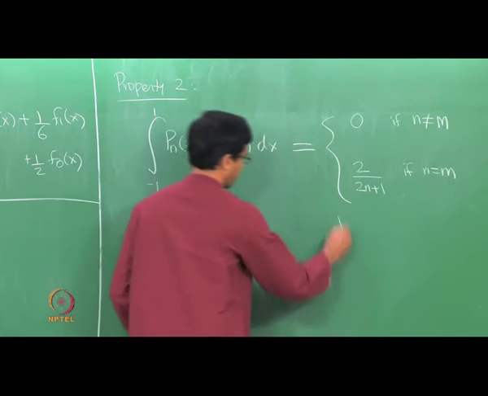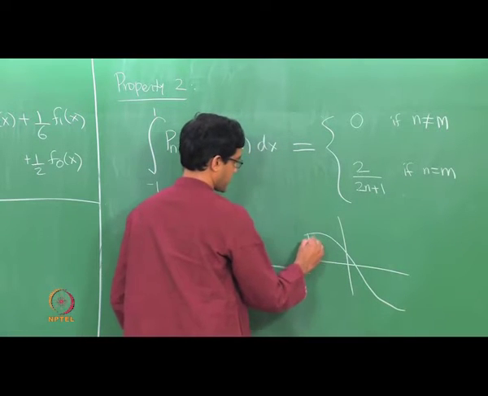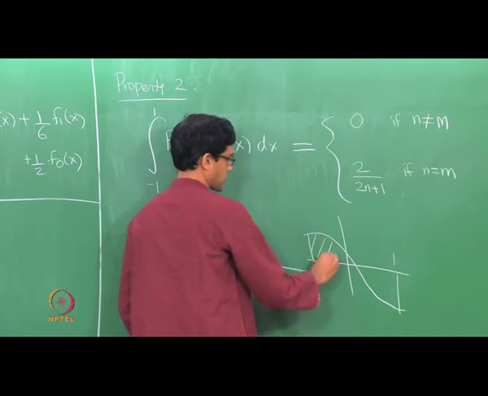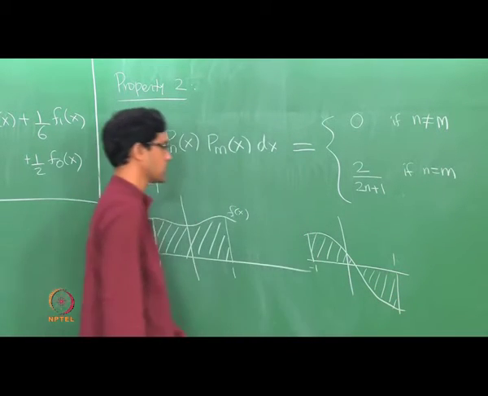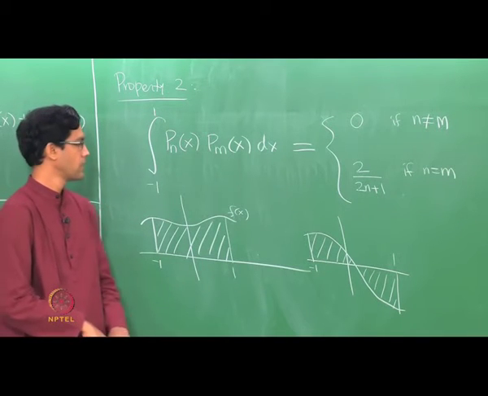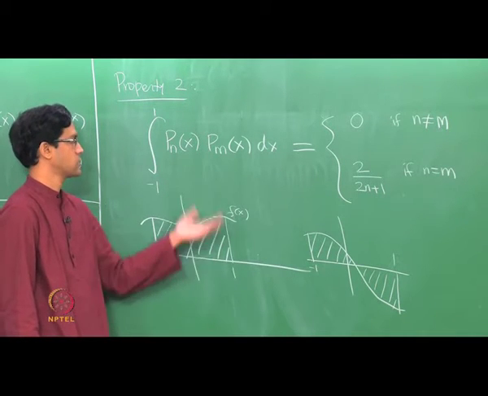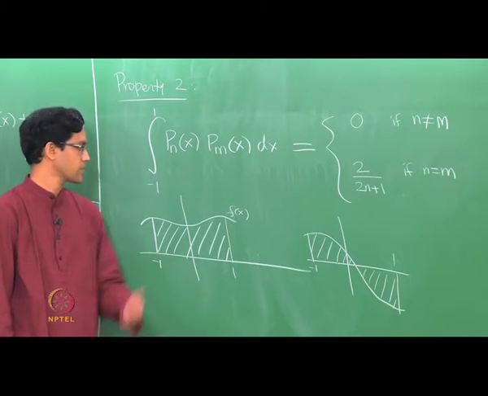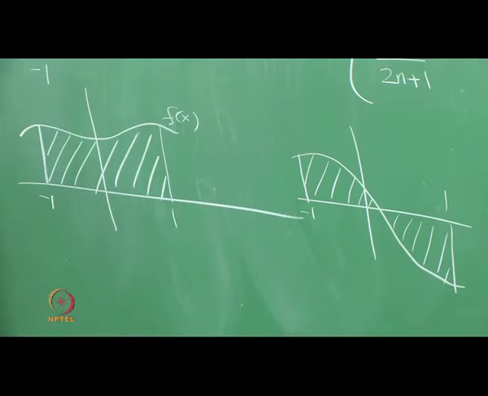Well, that can happen if part of the graph is above the x axis and part of the graph is below the x axis. So for instance, a function which has something like this, the area is always what is called the signed area. The area above the x axis is thought of as positive and the area below the x axis is negative. So what it says is, if you draw the graph of Pn of x times Pm of x, the area under the graph which is above the x axis is the same as the area that is under the graph when the part which is under the x axis. So this is sort of an important property of the Legendre polynomials.